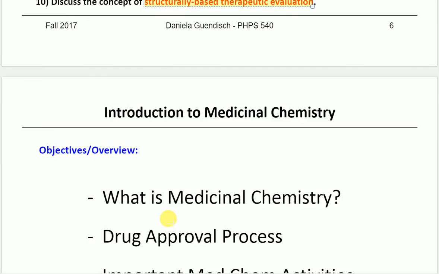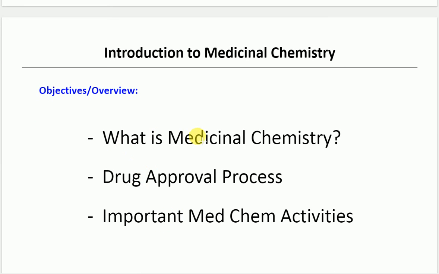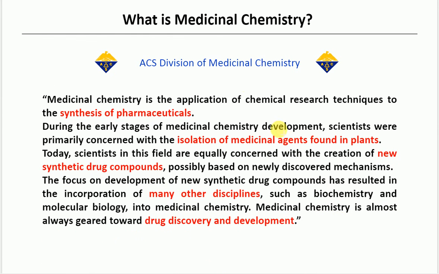So, introduction to medicinal chemistry. What is medicinal chemistry? How does the drug approval process work? And what are some important medchem activities? So what is medicinal chemistry? According to the American Chemical Society's division of medicinal chemistry, medicinal chemistry is the application of chemical research techniques to the synthesis of pharmaceuticals.